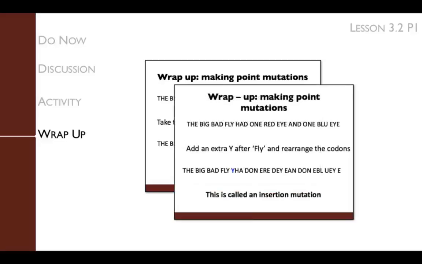Adding an extra nucleotide is called an insertion mutation. Notice that just like in a deletion, the words after the mutation don't make sense and the sentence cannot be read. Likewise, this protein cannot be made. Because deletions and insertions alter how the codons are read from their DNA template, they are called frameshift mutations and are the most severe kinds of mutations.